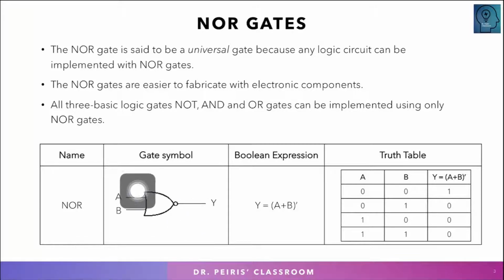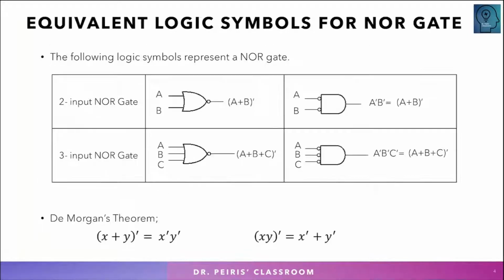So here is the logic symbol for the NOR gate. It's basically an inversion after the OR gate, so it's going to be (A or B) complement. The inversion makes the complement, which gives the truth table that is the opposite of the OR gate. So here the logic 1 is only when the two inputs A and B are 0, 0.